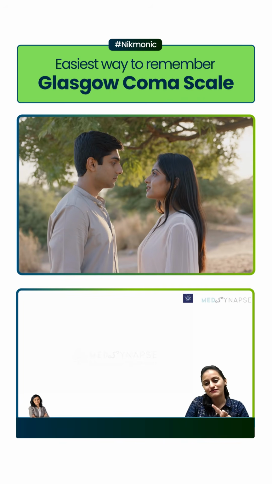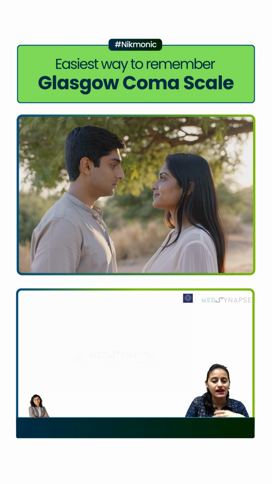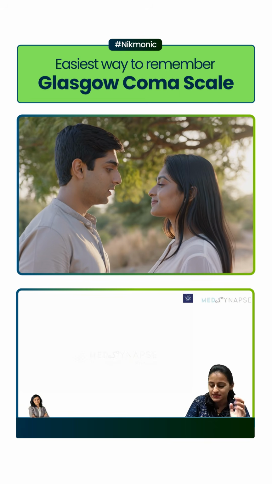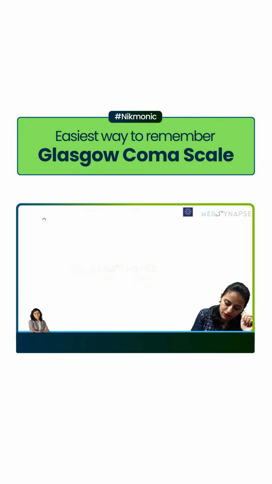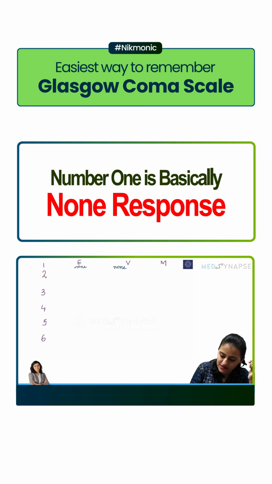So this is a love story where a girl and a boy fall in love and decide to meet, right? Starting with the score of 2. We will learn about the scores of 2, 3, 4, 5, 6. 1 is non-response. We have E, V and M. Okay, it is E, V, M. Now what we need to know here is that 1 is basically non-response, non-response and non-response.